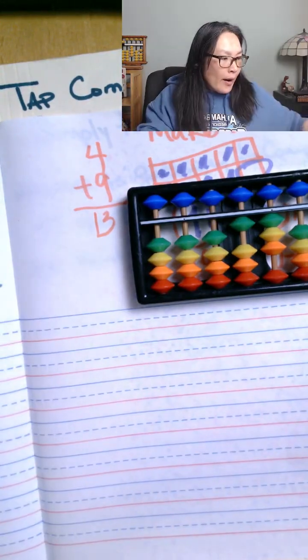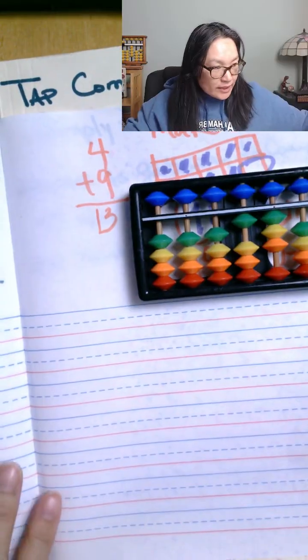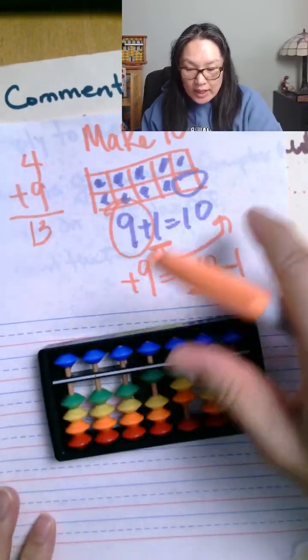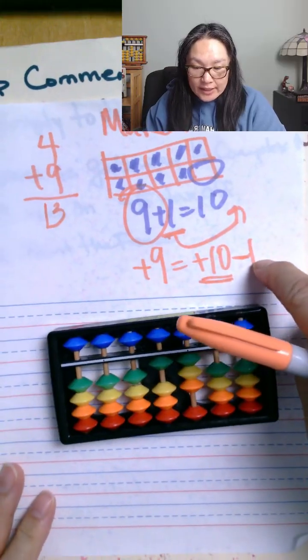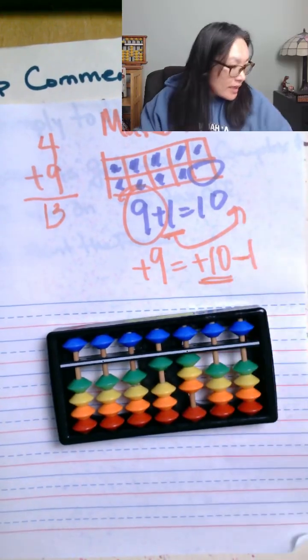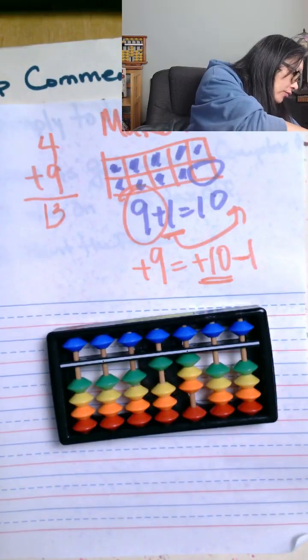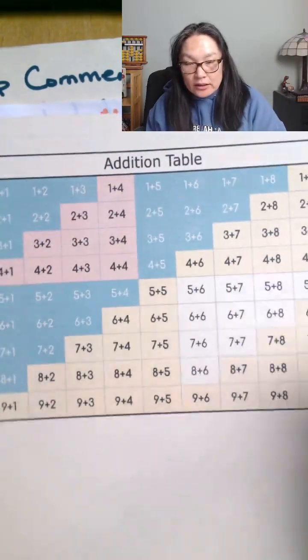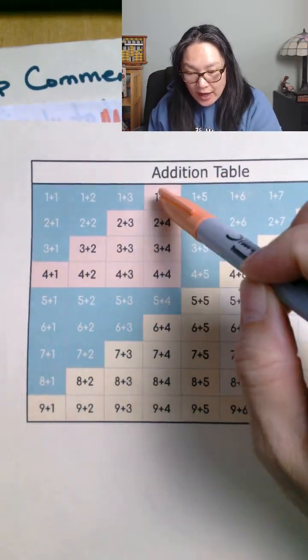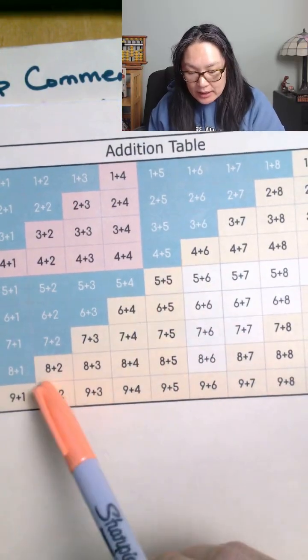Okay. So why do we need to do this? We need to learn and memorize our making of the 10. There's making of the 10 and making of the 5. Just as the pattern is here. The pattern is making the 5 is the pink. Making of the 10 is the yellow.